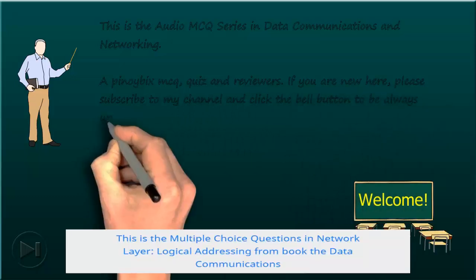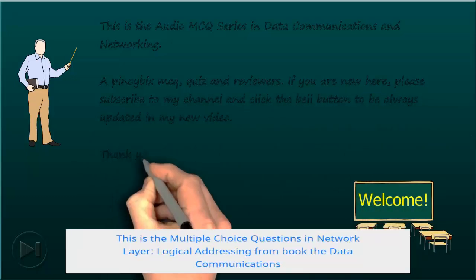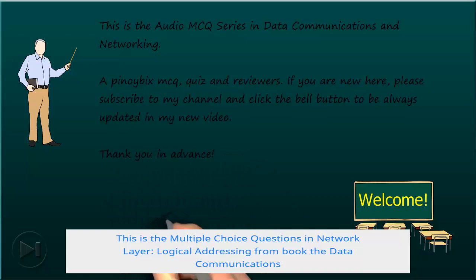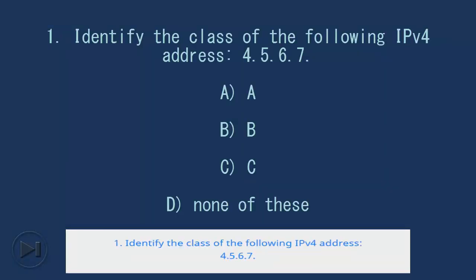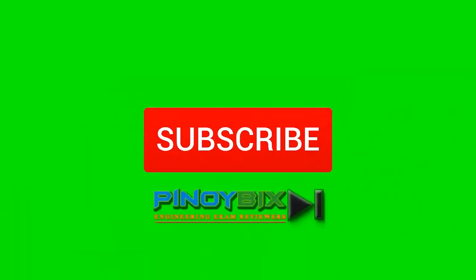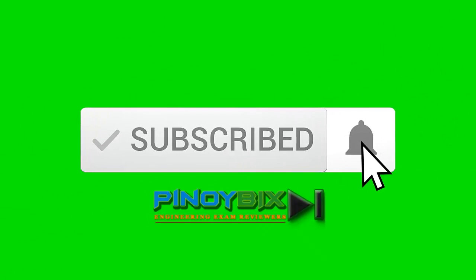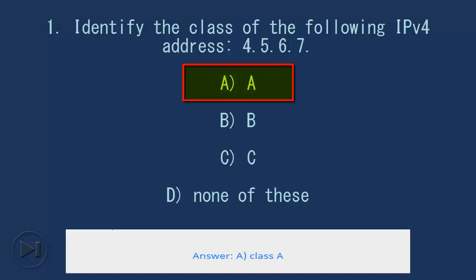This is the multiple choice questions in network layer, logical addressing from the book Data Communications and Networking by Behrouz A. Forouzan. 1. Identify the class of the following IPv4 address, 4.5.6.7. A. Class A. B. Class B. C. Class C. D. None of these. Answer, A. Class A.